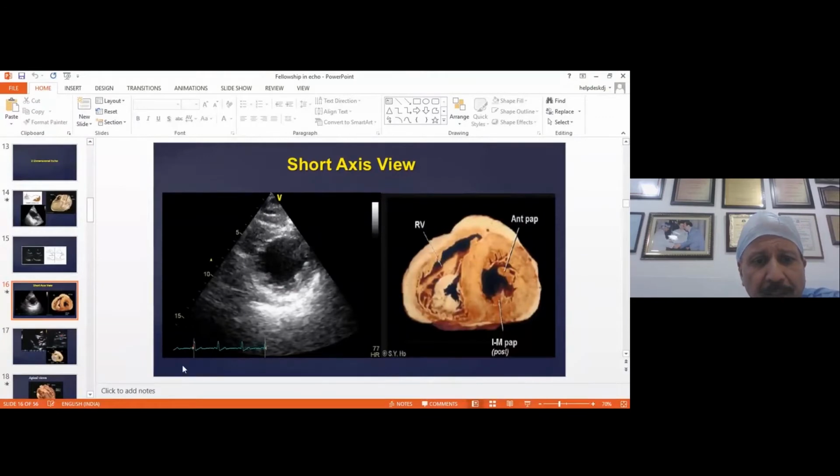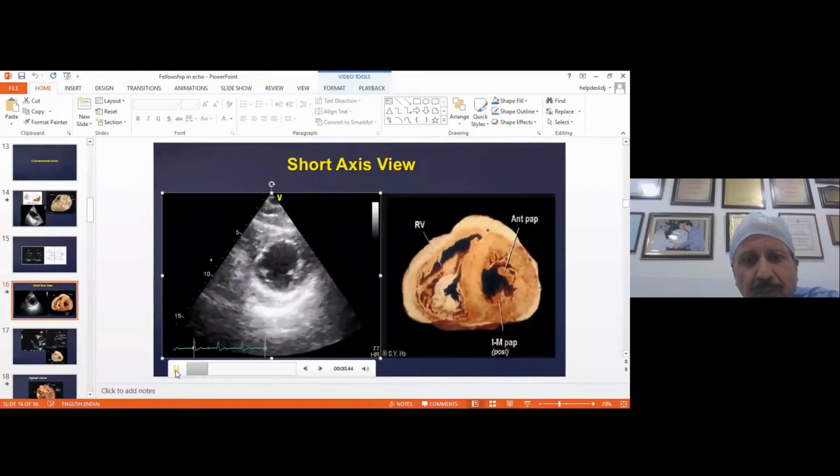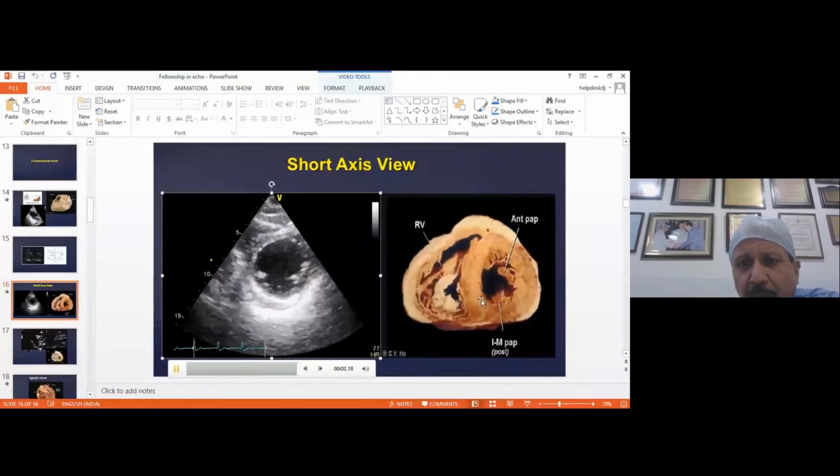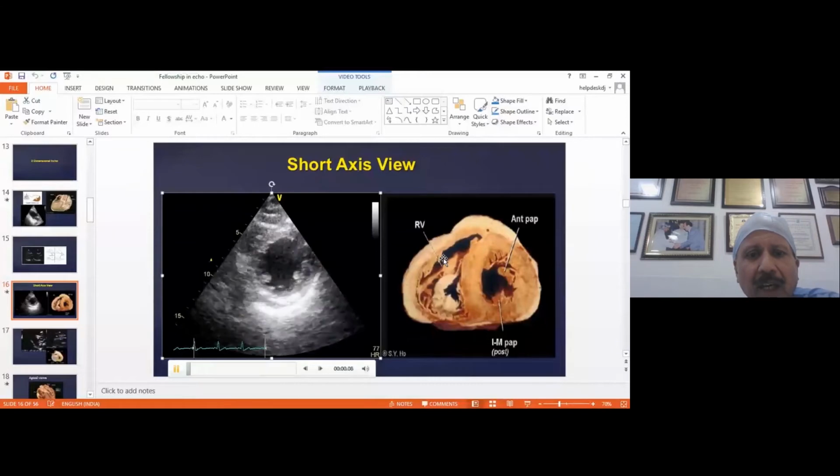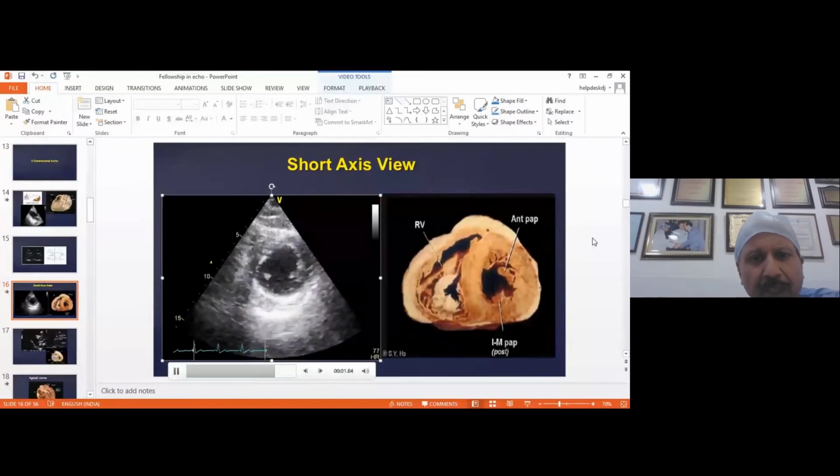For example, here, this is a short axis view, and in the short axis view, you can see the contraction of the heart. You can make out what the ejection fraction is. And on the other side, you can see that just as in the real specimen, you can see the thickened LV walls, you can see the anterior papillary muscle, you can see the papillary muscles here, you can see the right ventricular outflow tract. All these things are seen in real time. The beauty of echocardiography is real time. You can visualize the whole thing. So this is a short axis view.